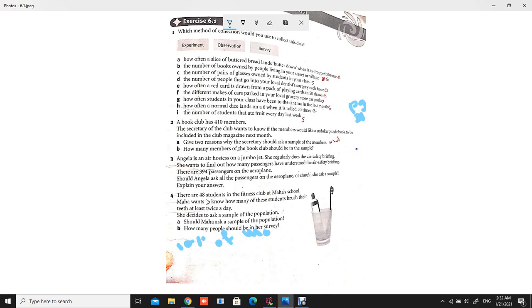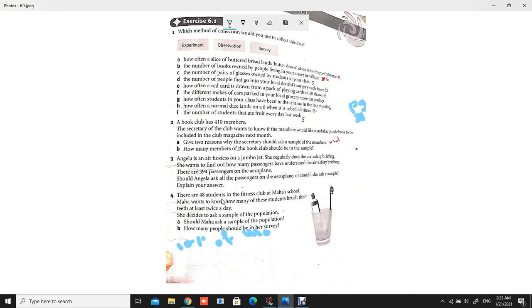Now here, there are 48 students in the fitness club at Maha's school. Maha wants to know how many of these students brush their teeth at least twice a day. She decided to ask a sample of the population. Should Maha ask a sample of the population? I think she can ask all 48 students. I think it's also good to take a sample from 48. How many people should be in her survey?